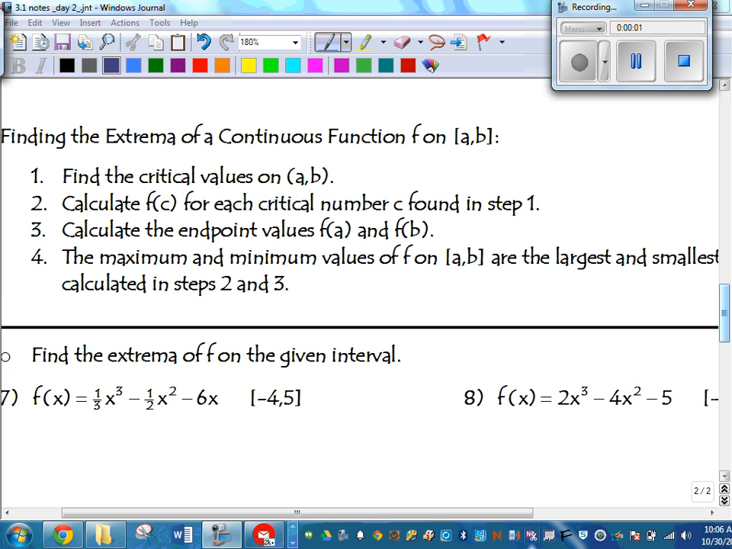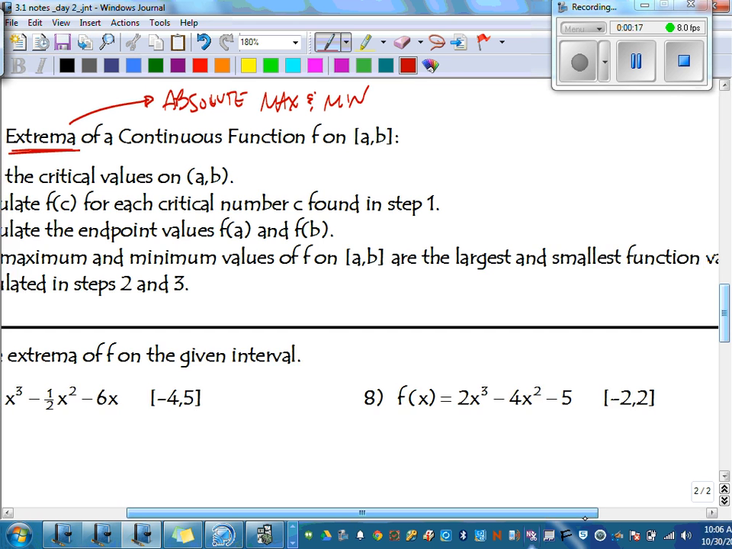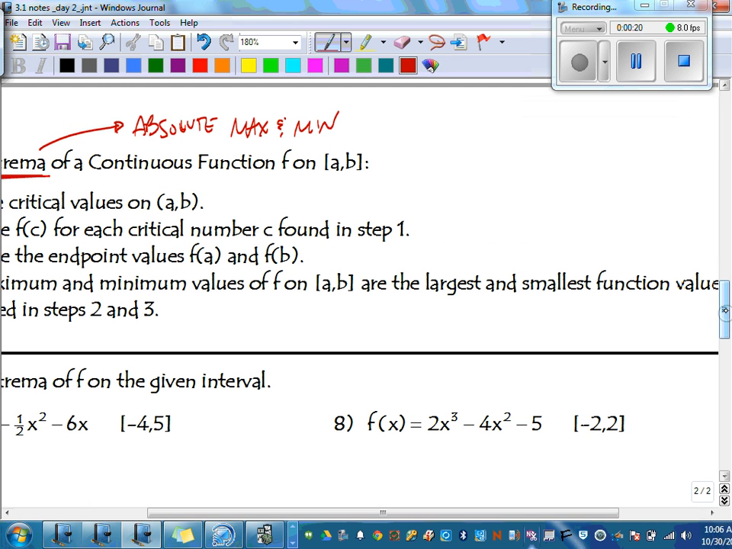For finding the extrema, what that means when you see that is we're looking for the absolute max and absolute min. All right, so absolute max and the absolute min. Yesterday we talked about this a little bit. For these to have an absolute max or a min, one of three things. There's only three different types of places where this could happen.